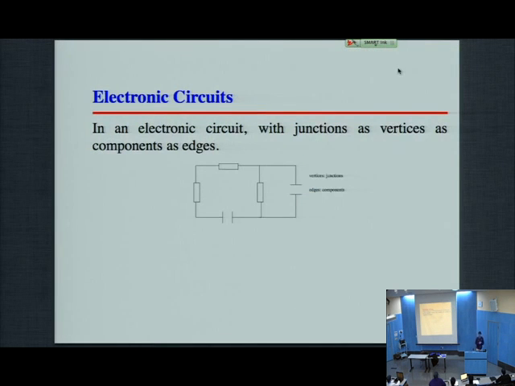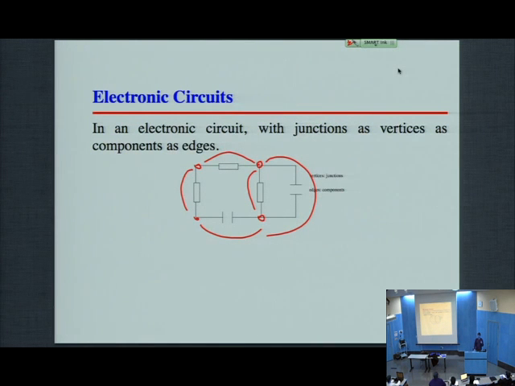Electronic circuits are something else that I find is naturally modeled by a graph, okay? In fact, you can model it in a couple different ways. Here, in my favorite modeling, if you view a circuit, I would view the vertices as being junctions, okay? And there is an edge between any pair of junctions where there is a direct wired connection. And the value of that edge, okay, would be the electrical component, right? These are resistors and capacitors and things like that.